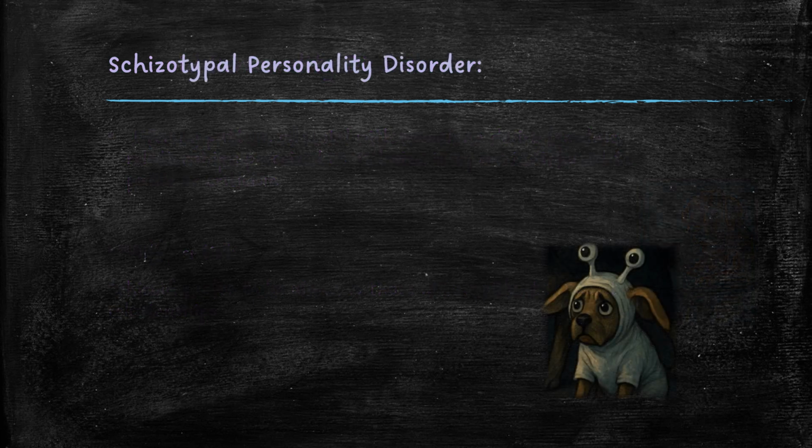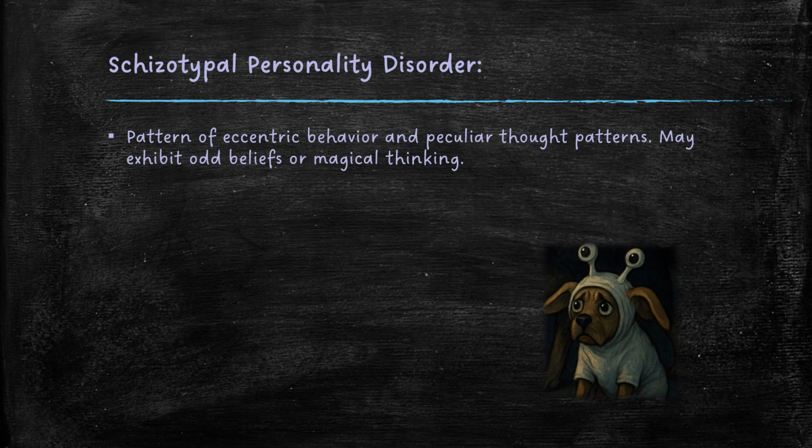Now we have schizotypal personality disorder. So for schizotypal, there's this pattern of eccentric behavior and peculiar thought patterns. They may exhibit odd beliefs or magical thinking, like they're really into crystals. They may talk in a way that just sounds kind of weird, and they may have very weird clothing. So they're just going to be odd.